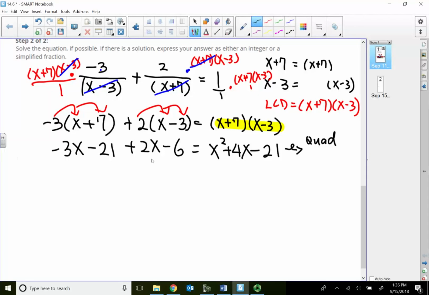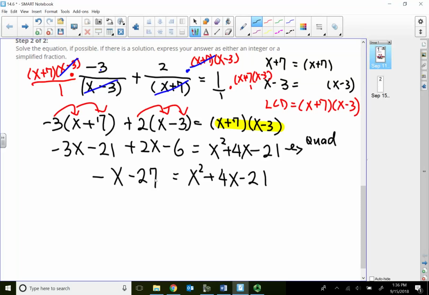So let me clean this up on the left side here before I move any terms. Negative 3x plus 2x is negative x. Negative 21 minus 6 is negative 27 equals x squared plus 4x minus 21. All right, so when we're solving a quadratic equation, we have to move all the terms to the same side, with the other side equal to 0.